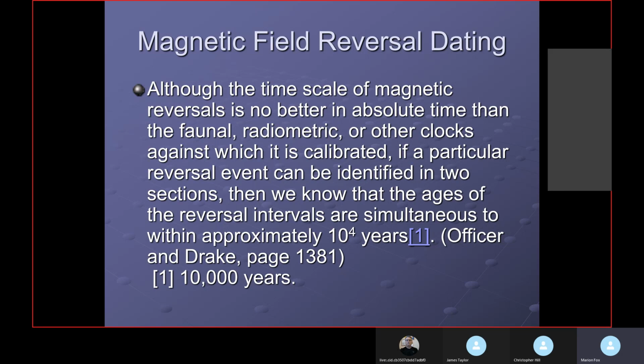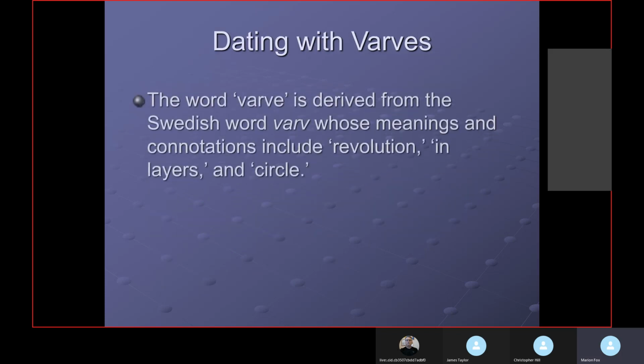Radiometric has its problems because you have 4 variables and you only know 2 of them. And one of them is kind of shaky. So you have to make assumptions. Again, they have no way of being certain about this. They've calibrated with a system that within itself hasn't been calibrated. If a particular reversal event could be identified in 2 sections, then we know that the ages of reversal intervals are simultaneous to within approximately 10 to the 4th years. Now, 10 to the 4th power is 10,000 years. So now we have that situation. Now we come back here.